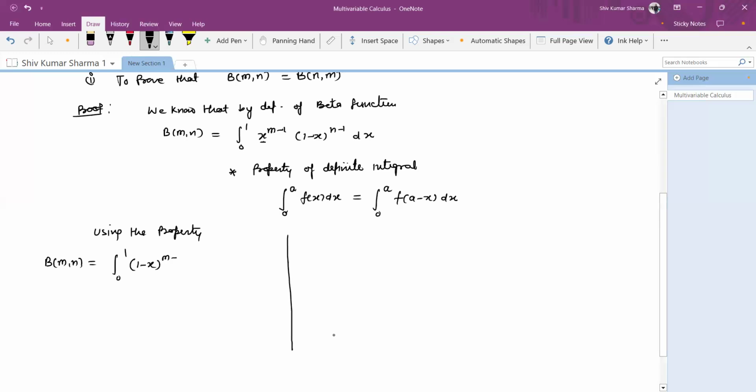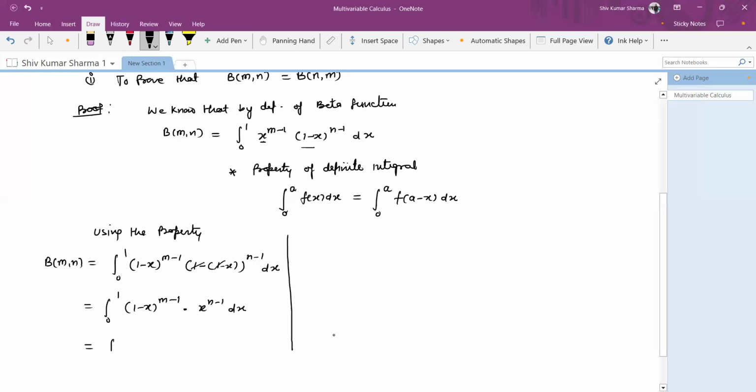1 minus x raised to the power m minus 1. Second term, this is 1 minus x. So 1 we write as it is, minus, and this x we replace by 1 minus x, raised to the power n minus 1 into dx. So simply here we apply the property. So we write this as (1 minus x) raised to the power m minus 1, and this 1 and this 1 cancel. So second term, minus minus is plus, we have n minus 1 into dx.